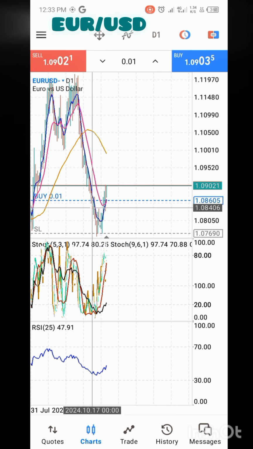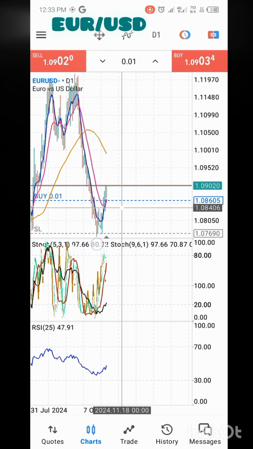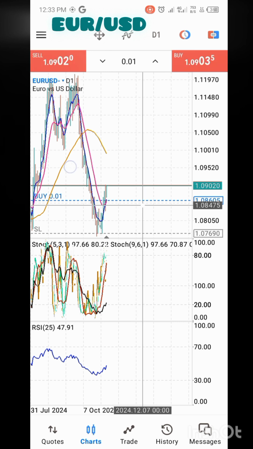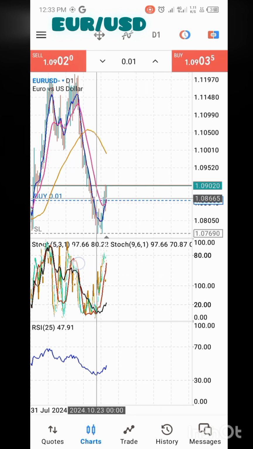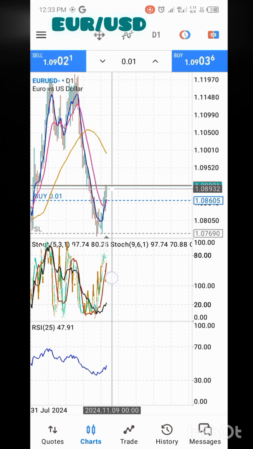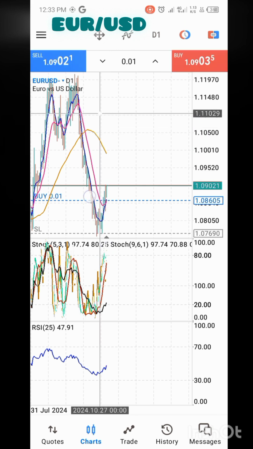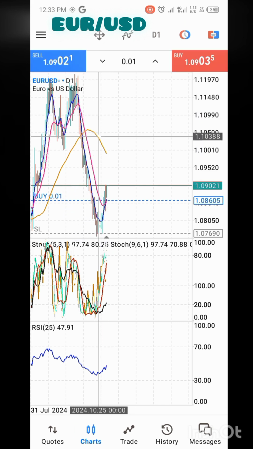So on the daily time frame, I checked it on the daily time frame. I saw that there was an imbalance, and this imbalance is going to fill back. To fill back, it will go a long way to this point. Can you see it? It will go a long way to this point.